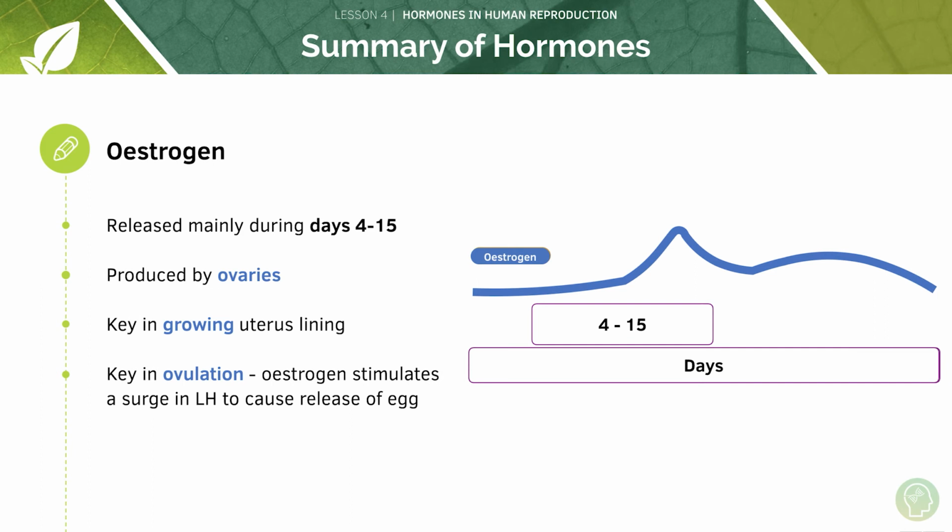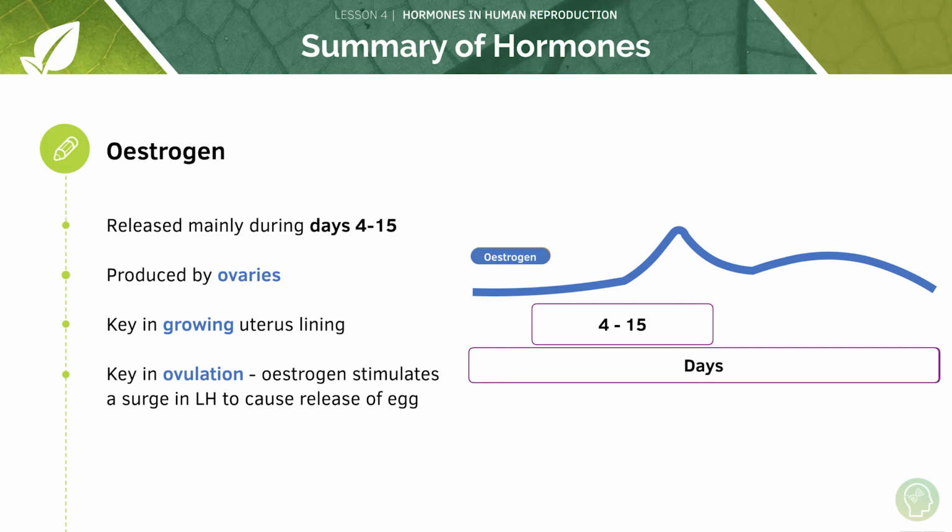Now, estrogen is released mainly during days 4 to 15. And estrogen is produced by the ovaries, and it's key in developing the uterus lining. So again, it makes sense that it's occurring at this stage between days 4 to 15 because this is when we want our uterus lining to be slowly growing up, ready to receive our egg.